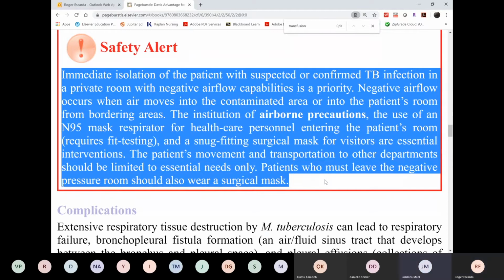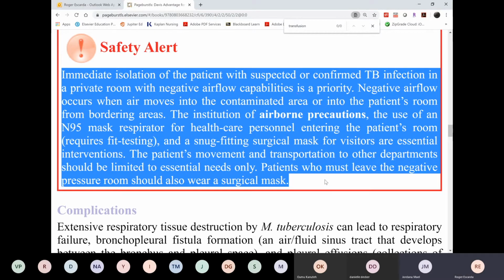Immediate isolation of the patient with suspected or confirmed TB infection in a private room with negative airflow capabilities is a priority. Negative airflow occurs when air moves into the contaminated area or into the patient's room from bordering areas. The institution of airborne precautions, the use of an N95 mask respirator for healthcare personnel entering the patient's room, which requires fit testing, and a snug fitting surgical mask for visitors are essential interventions. The patient's movement and transportation to other departments should be limited to essential needs only. Patients who must leave the negative pressure room should also wear a surgical mask.